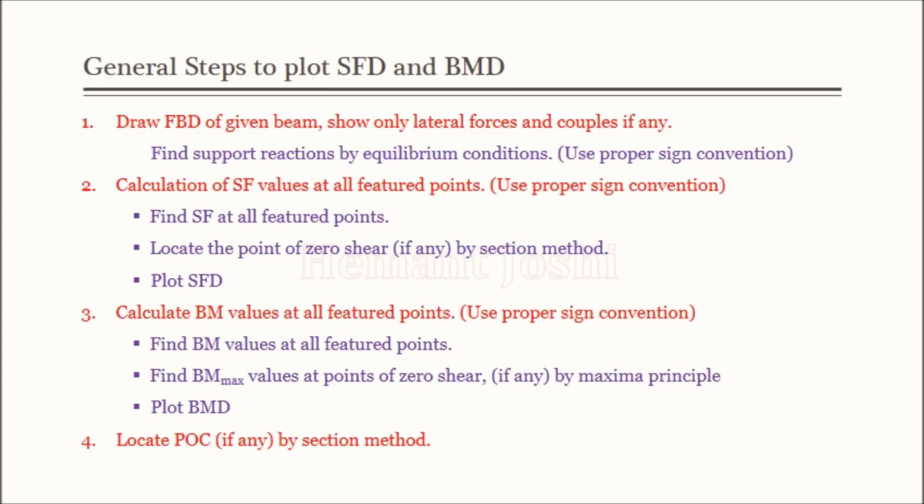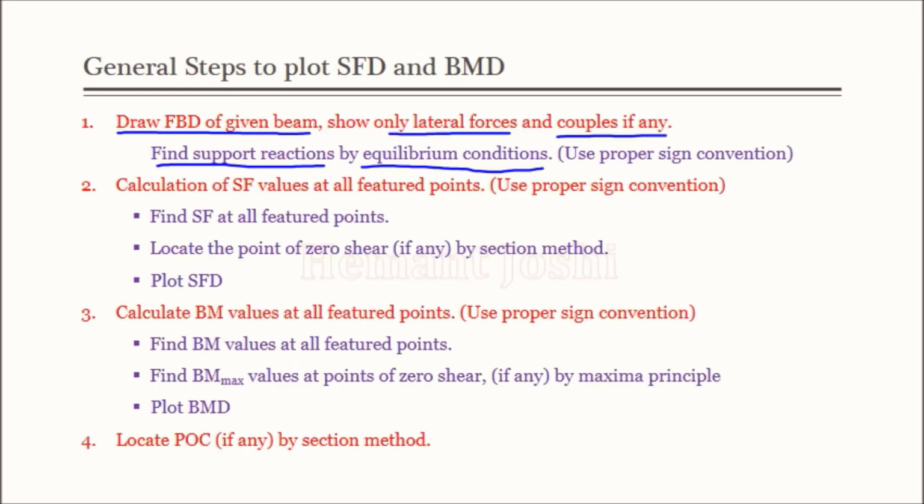Moving ahead, here are some general steps to plot SFD and BMD. Step number 1 is to draw the FBD of the given beam and find support reactions by using equilibrium conditions. An important point to note here is that whenever you draw the free body diagram of the given beam, we are interested only in lateral forces and couples, because these are the only elements that cause shear and bending. Any axial force should not be considered, because it will create only elongation and contraction of the member. So we are interested only in lateral forces and couples.